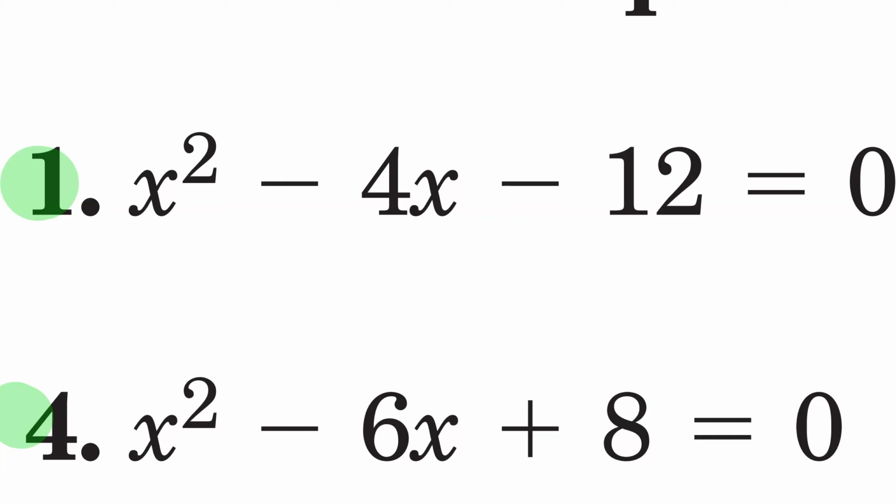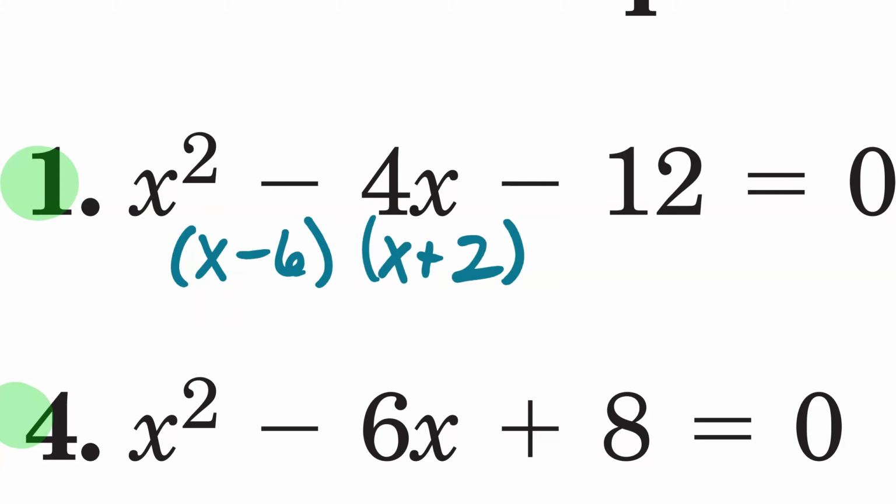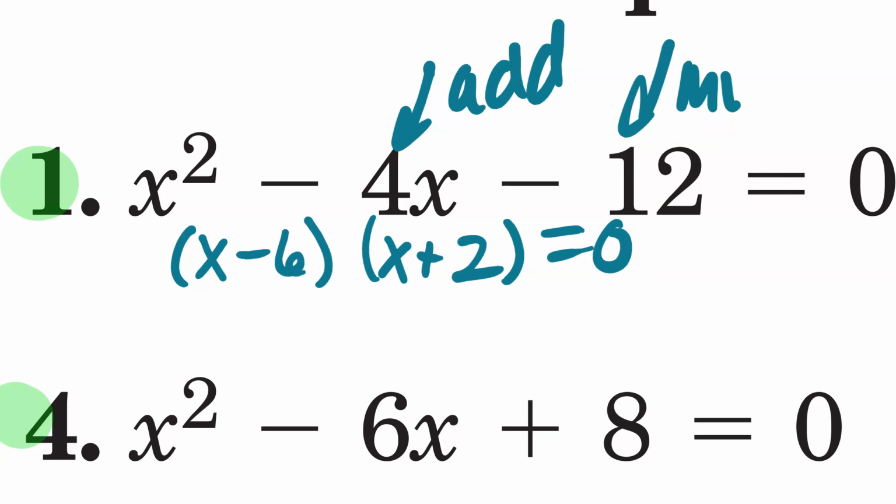Negative 6 and 2. Ooh, okay. Ooh, that's not what I want. Negative 6 and 2. So I have x minus 6 and x plus 2 because together they multiply to negative 12. They add to negative 4 because they add to the middle, multiply to the end.